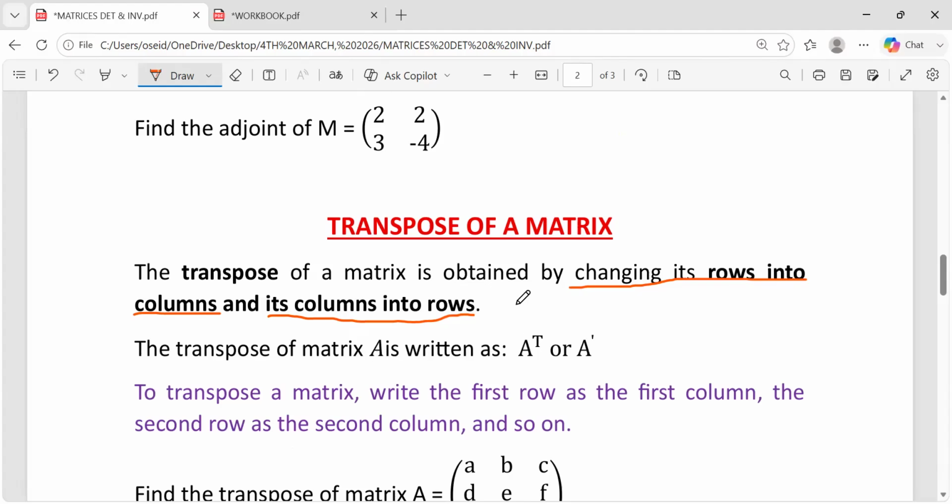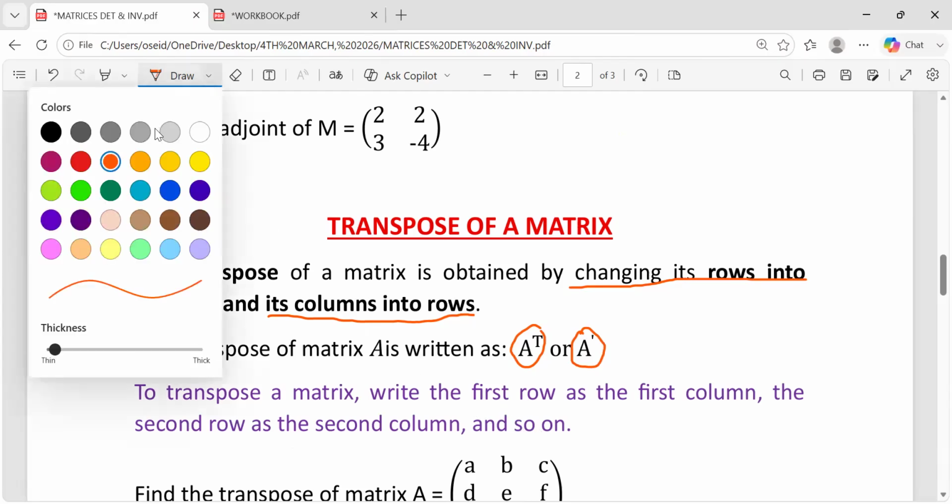So transpose A is written as A with a superscript of T or A with an apostrophe. Any of these represents a transpose of a matrix. To transpose a matrix, write the first row as the first column, the second row as the second column, and so on. As simple as that.